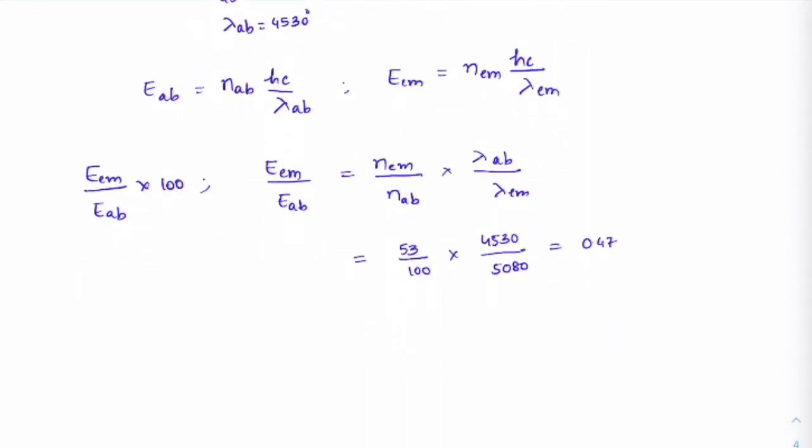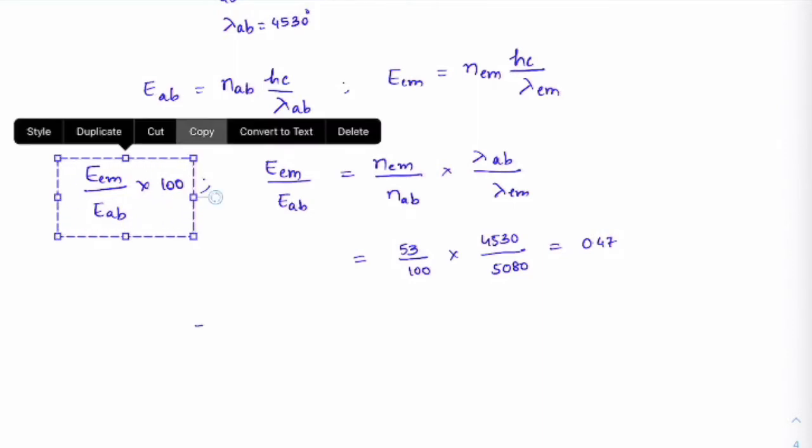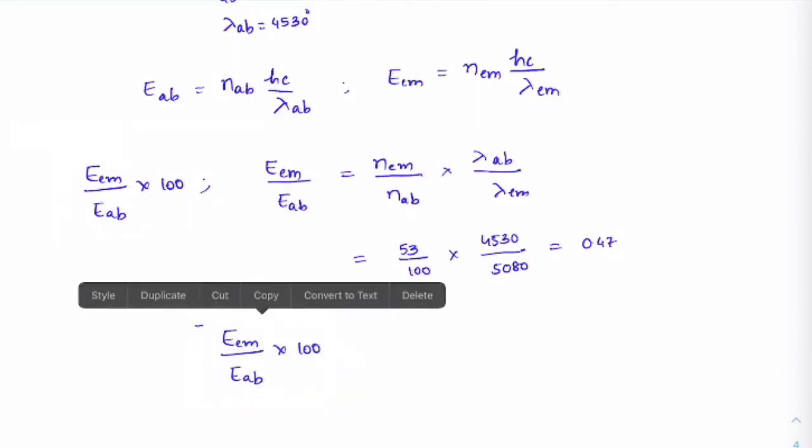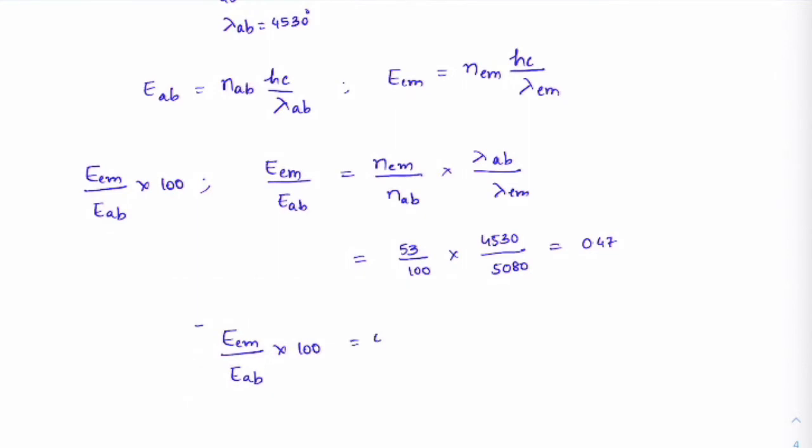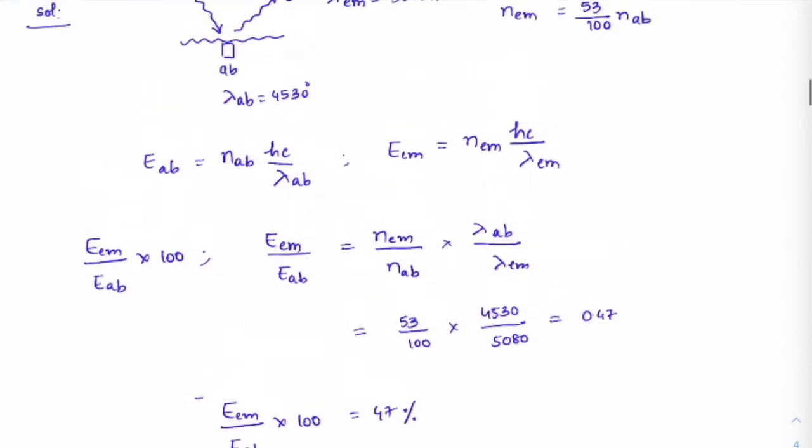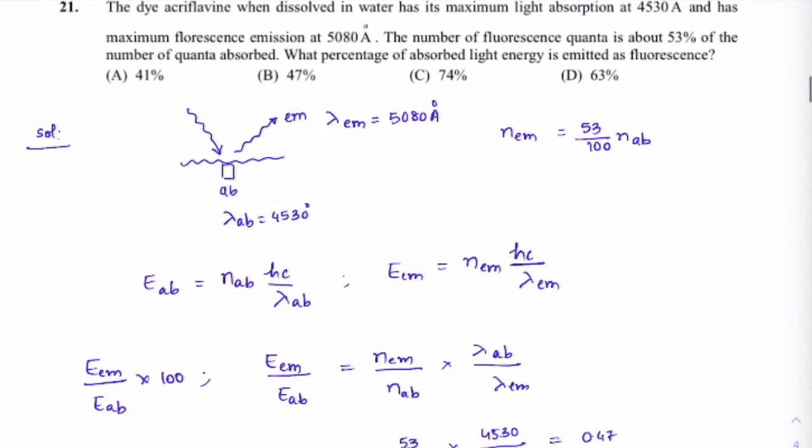So if we multiply that into 100, the value would be around 47%. So I hope you understood that. Okay.